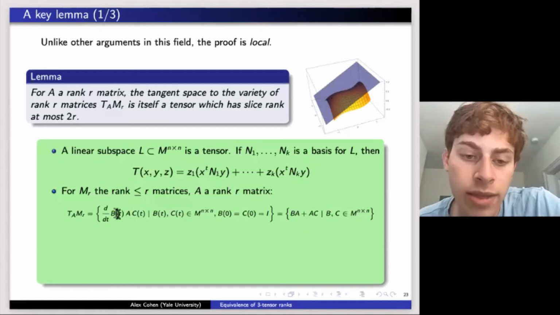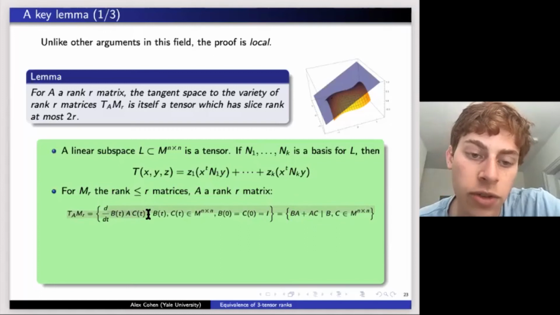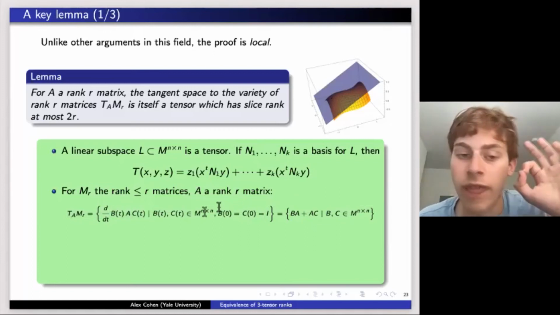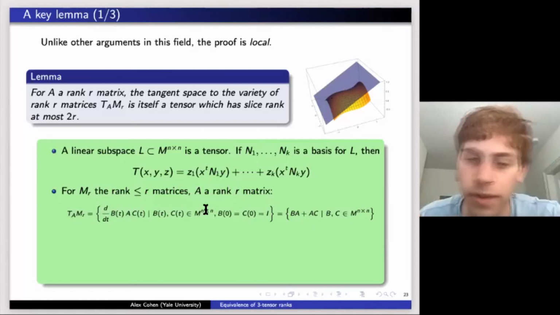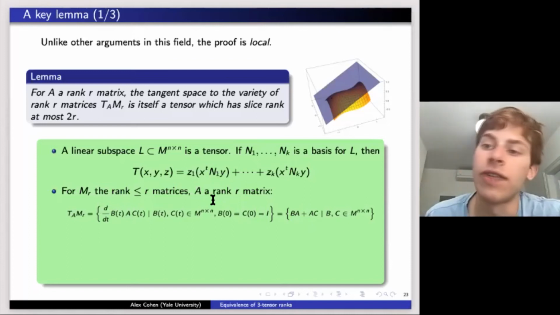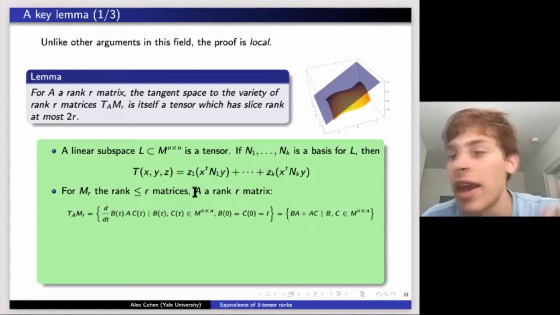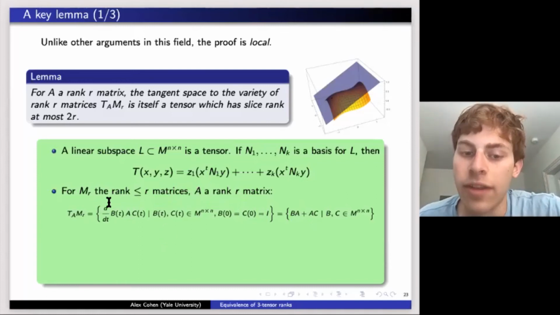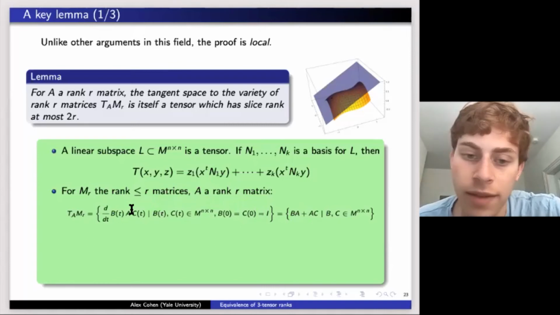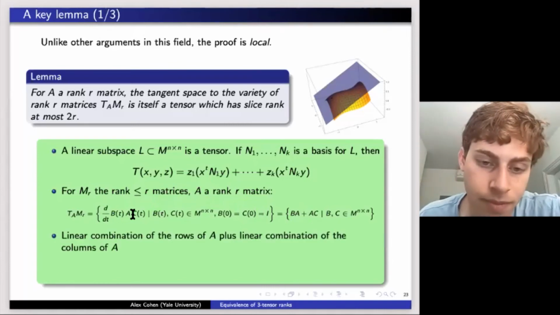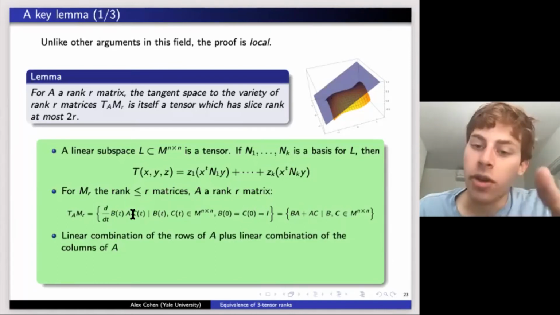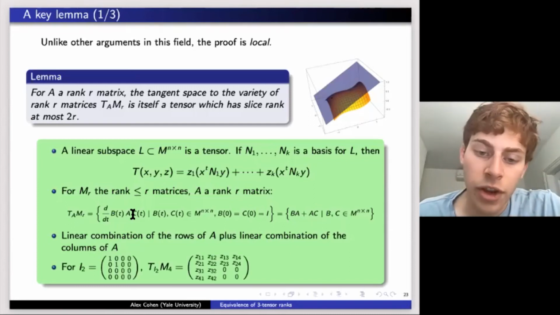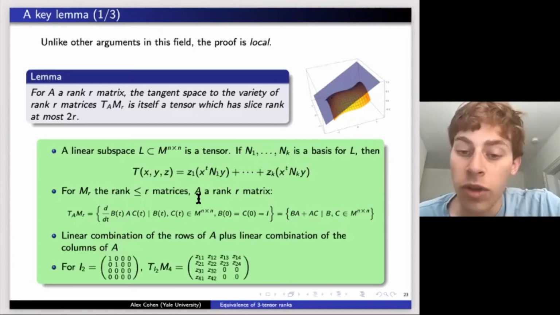And by the way, this first line is where we use the fact that A has rank R. This is a subtle point, but MR is the matrices that have rank less than or equal to R, and we need A to have rank equal to R. It can't have rank less than R. This is where we use that we can write any matrix as B of t times A times C of t. Okay, anyways. You can view these as a linear combination of the rows plus a linear combination of the columns.